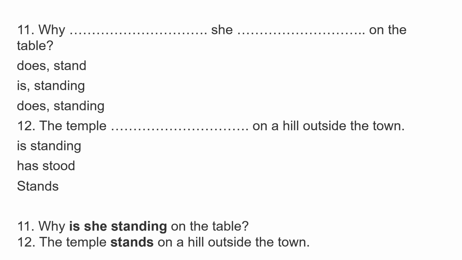Why ___ she ___ on the table? Why does she stand on the table? Why is she standing on the table? Why does she standing on the table? Why is she standing on the table is the right answer. The temple ___ on a hill outside the town. The temple is standing, has stood, stands. The temple stands on a hill outside the town.